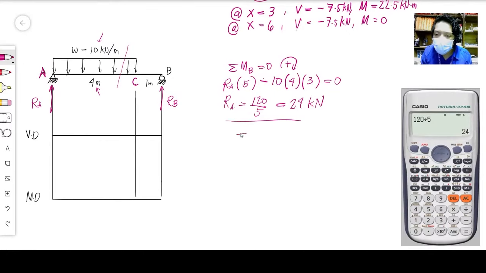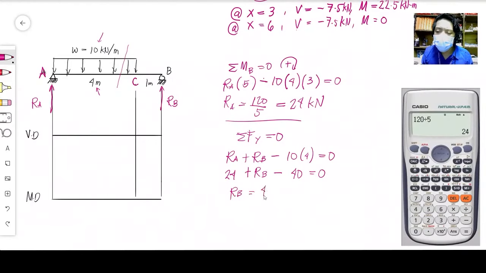Now to solve for RB, we use the summation of forces along Y equal to 0. So we have RA plus RB minus 10 times 4 equal to 0. You already have the value of RA, that is 24, plus RB minus 40 equal to 0. RB is equal to 40 minus 24, which is 16. RB is 16 kilonewton and RA is 24 kilonewton. So that's how you solve for the reactions.